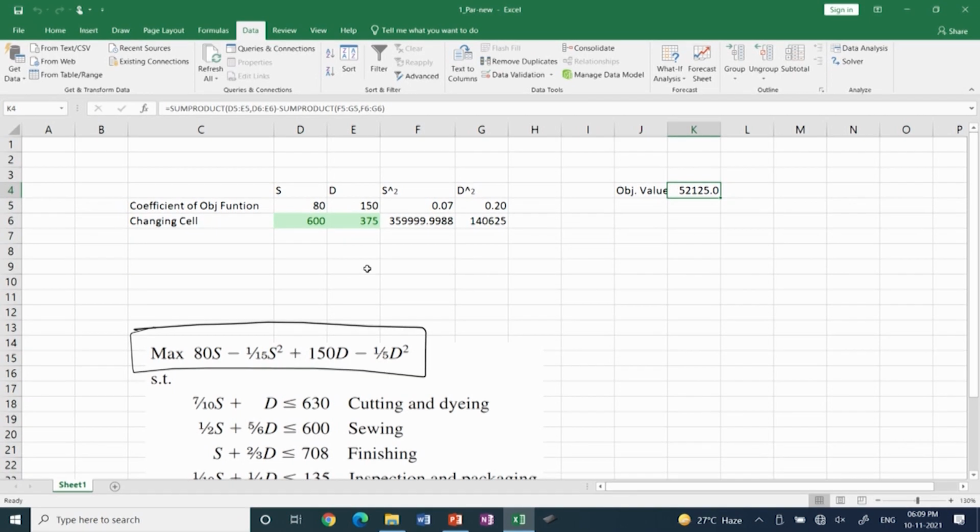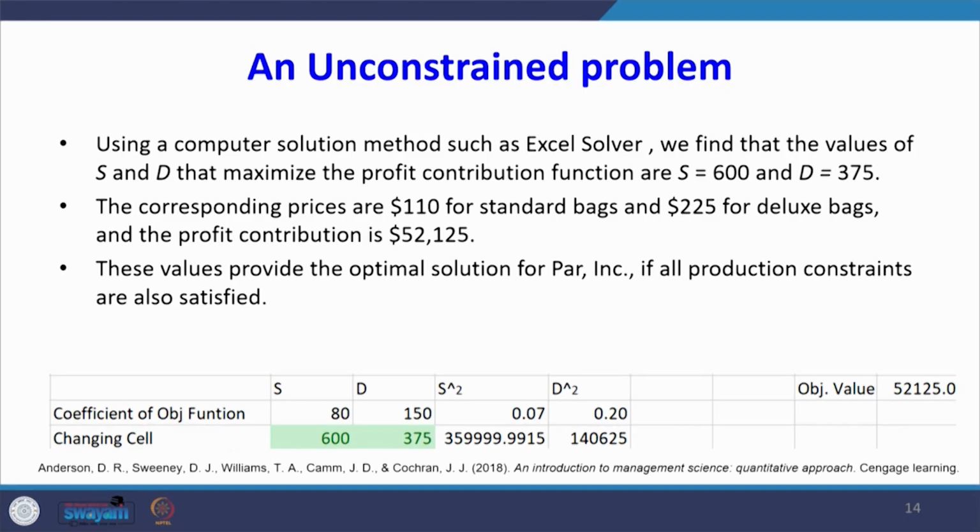you see that I got the value of S as 600, the value of D as 375. So, the value of the objective function is 52,125. This is the way to solve an unconstrained optimization problem. Now, I will interpret the solver's output. Using a computer solution method such as Excel solver, we find that the values of S and D that maximize the profit contribution function are S equal to 600 and D equal to 375.